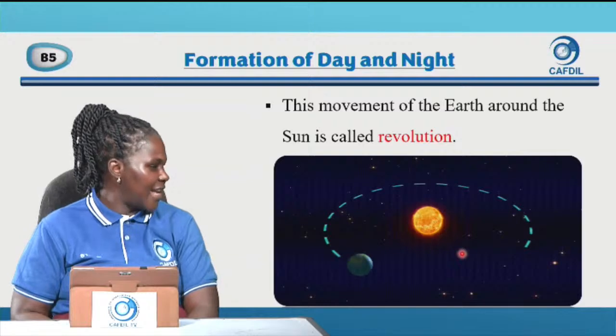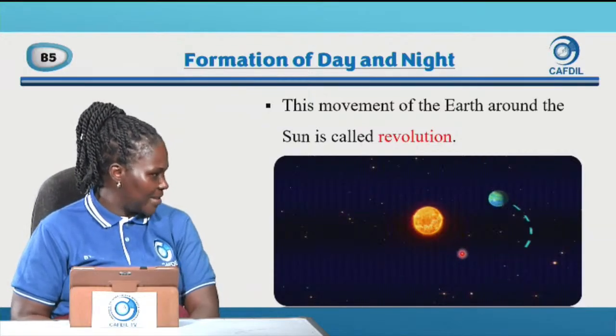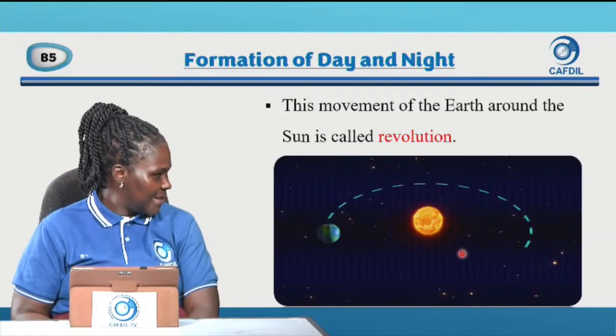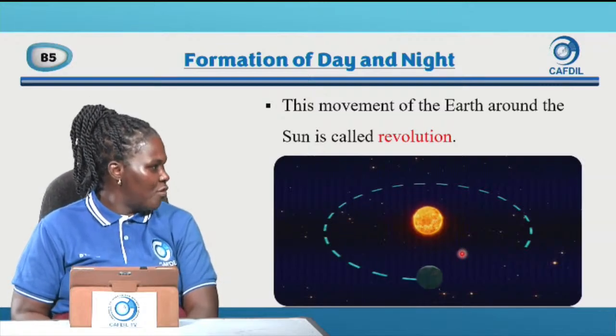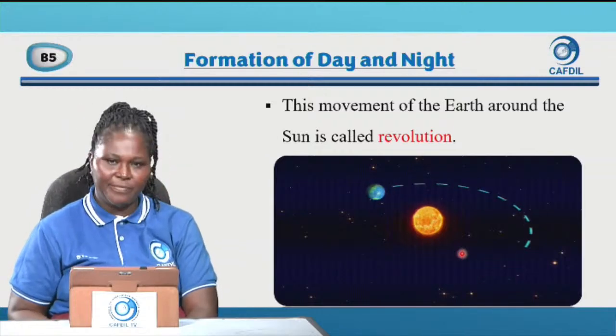And the sun is at the center. It revolves around this orbit. It does not move to any other place. So this movement of the earth around the sun is called revolution.